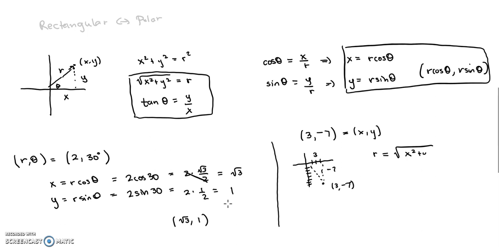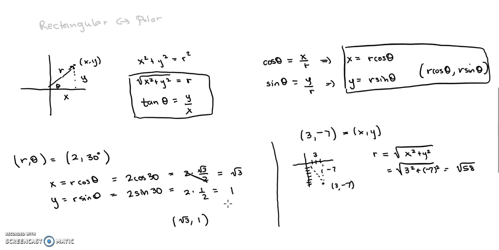So we've got x squared plus y squared. So we're going to put in 3 squared and -7 squared. So that's going to be 9 and 49. That would be square root of 58. Okay, so square root of 58. Oh, that's not going to reduce any. Okay, so there's our r.